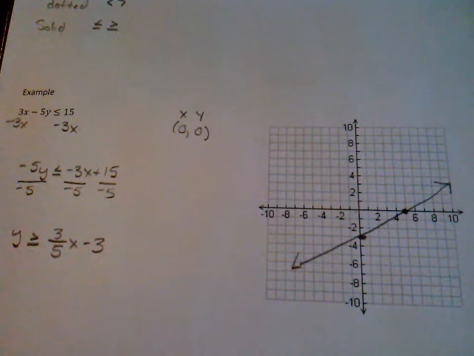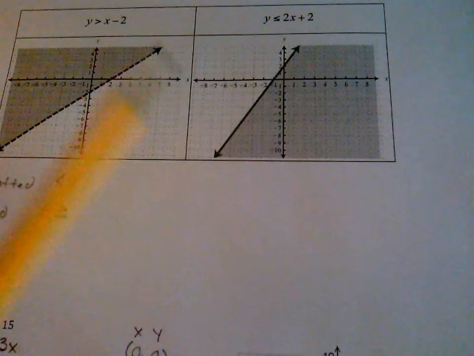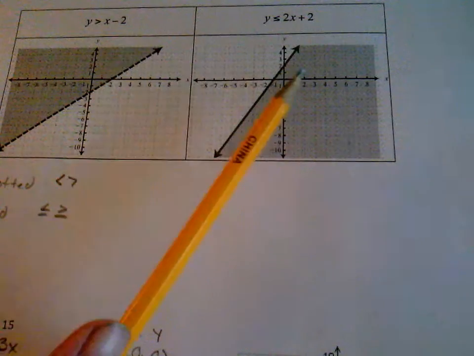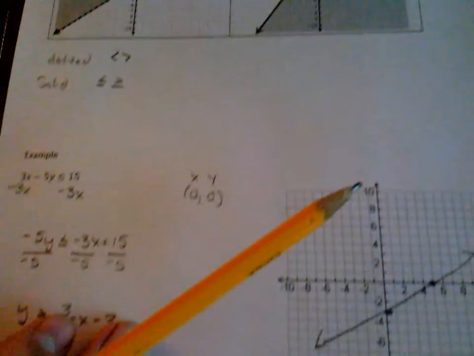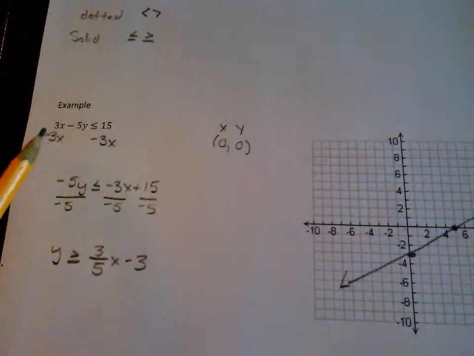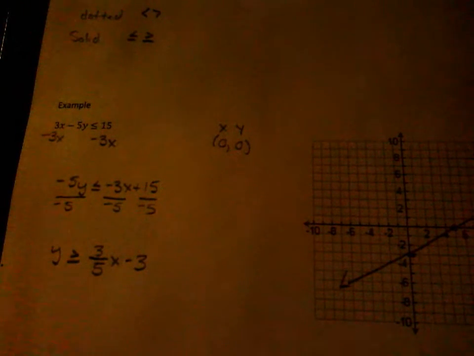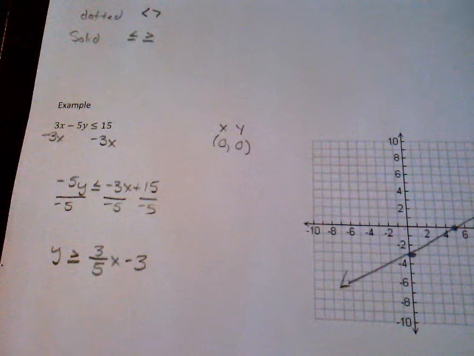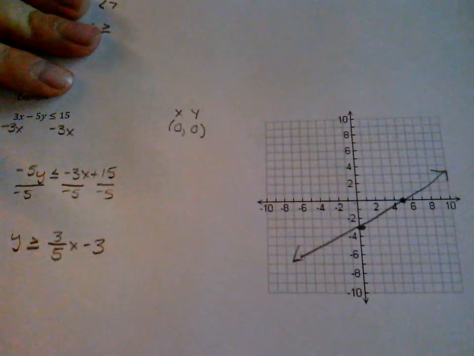We're going to use this as a test point. Why do we use this as a test point? Because it's the easiest to use. What we're trying to do is figure out whether or not the point lies within the shaded area. If it lies within the shaded area, when we put this into the equation, it will come out as a true statement. If it doesn't lie within the area, then it'll come out as a false statement. And let me explain that here in a sec.